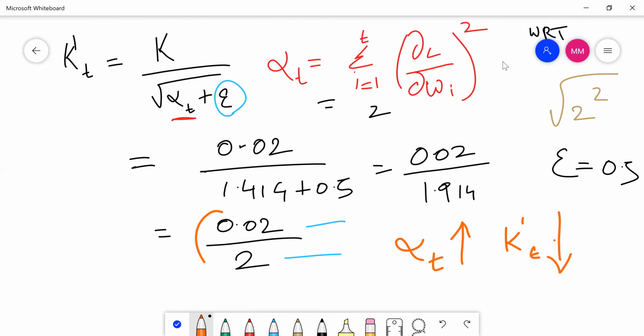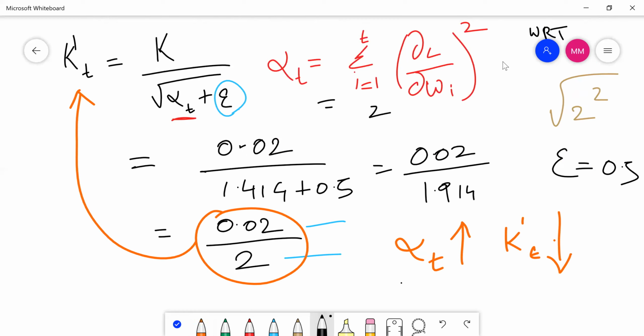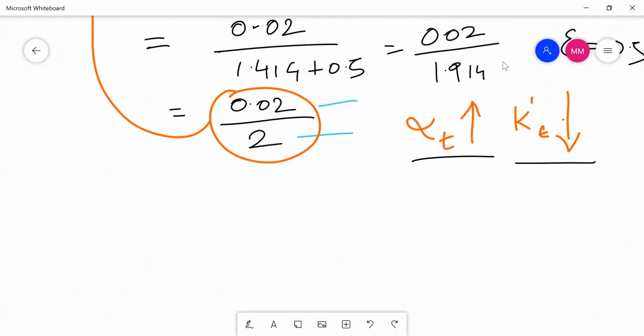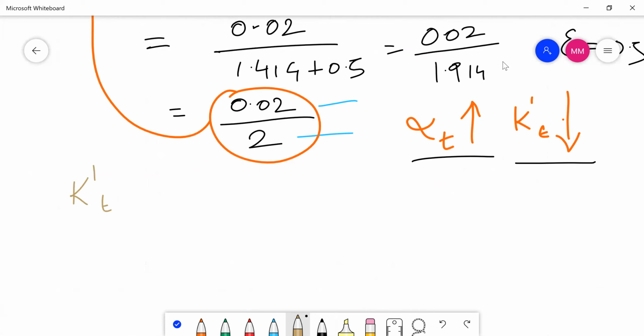Correct. So we need to find this k dash, right? When alpha t increases, this alpha t is nothing but the loss function, the loss with respect to time. When this value increases, our learning rate generally decreases. This is our motive for changing the learning rates. And we have one advantage with this. Normally, when we are using a different learning rate with respect to time, for every iteration we are using different learning rates.